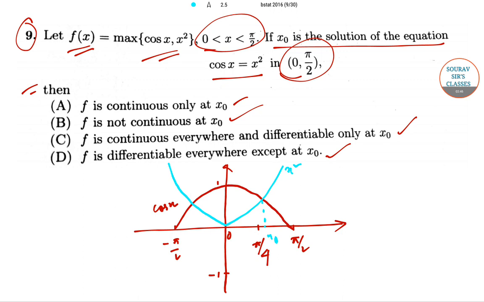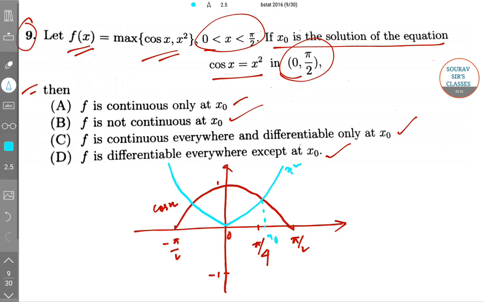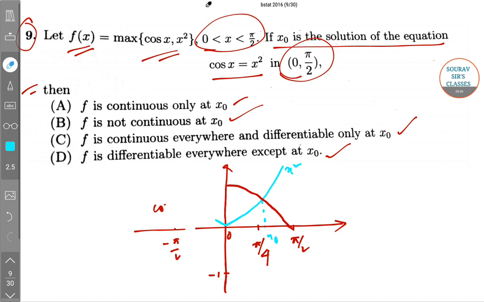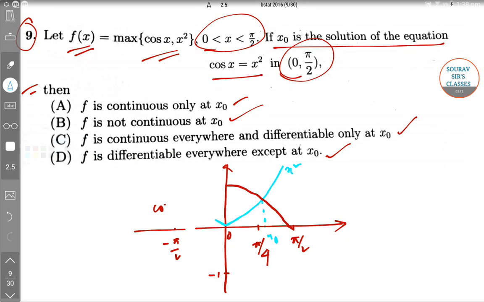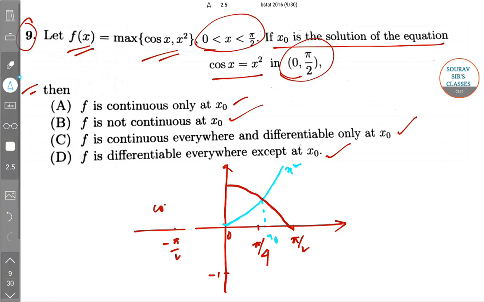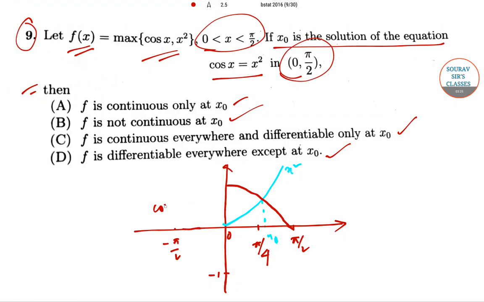Now we have been told that x lies between 0 to pi by 2, so we have to rub out the other portions of the graph. We'll cut out the rest of the portions. The rest of the portion will look something like this. So upon modification the graph looks like this.